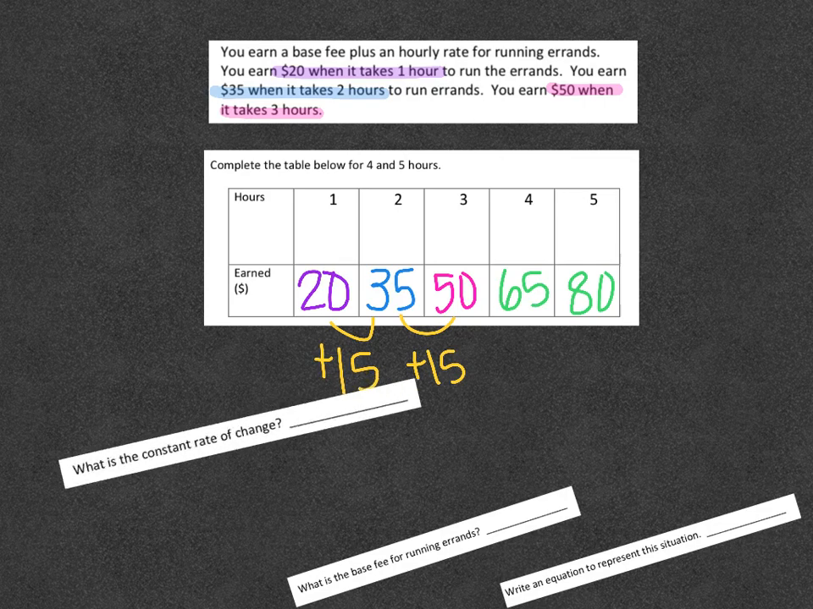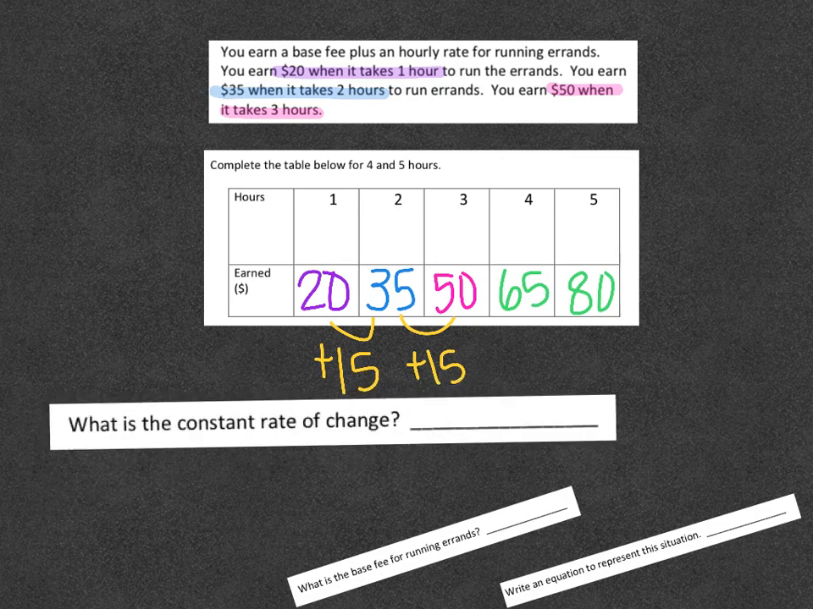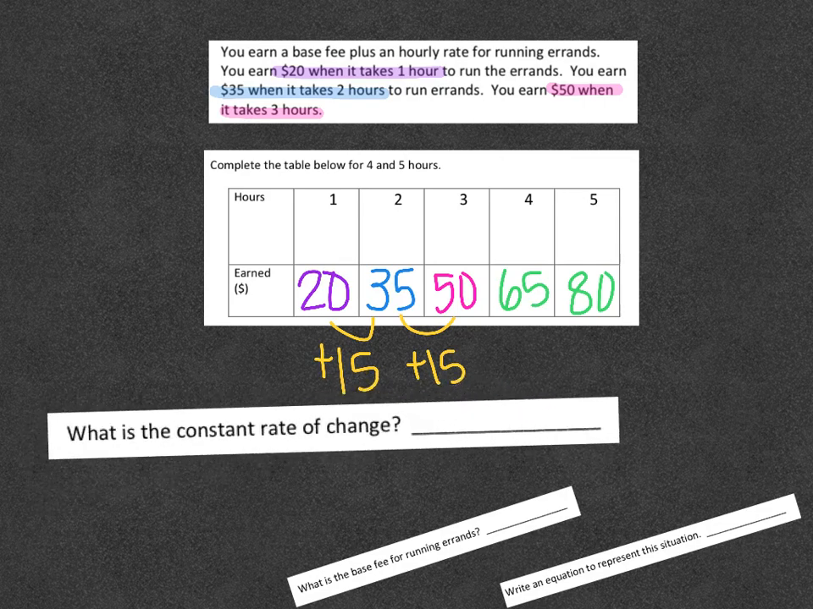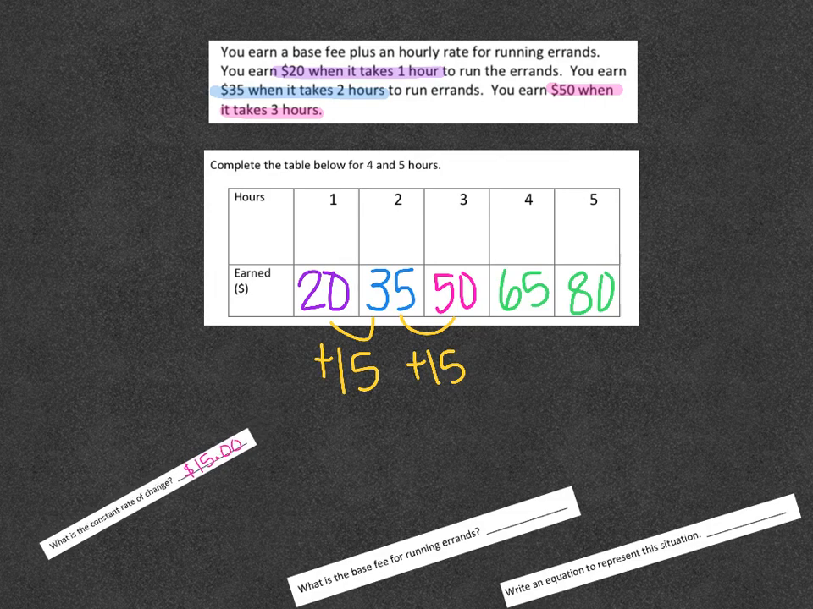Let me look at this first question right here. What is the constant rate of change? Well, constant rate of change, we just got through saying in the beginning of this video that it meant unit rate or how much one was increasing by. And if you take a look at this, we just figured out it was increasing by 15. So that's the answer. The constant rate of change is $15. Every hour you work, you get $15 more. Okay, move that one out of the way.